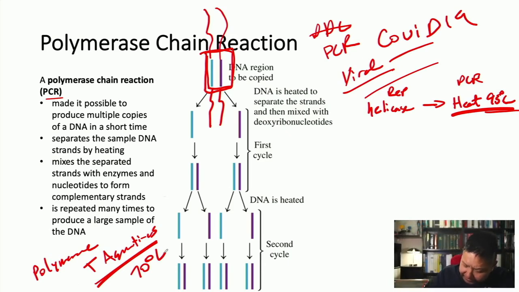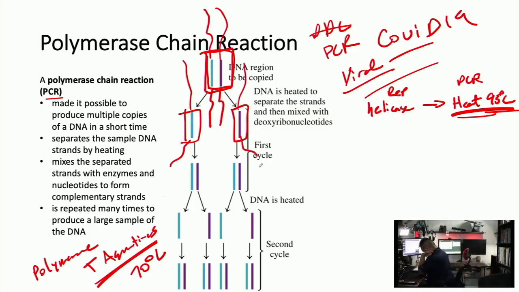So after we unzip using heat, right, we get 2 strands of DNA, right? 2 strands of DNA. And then, remember, we still have the thing like this where it's really long, right? The next step, right, is to tell the reaction where to begin, right? And this is called a primer.